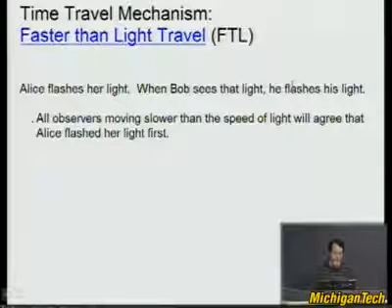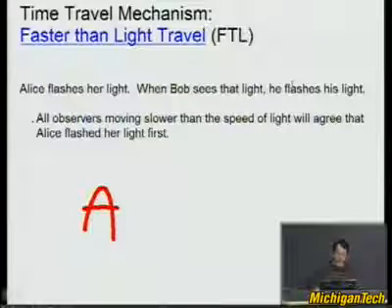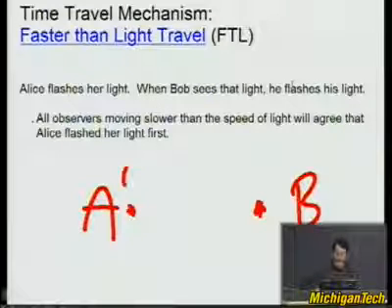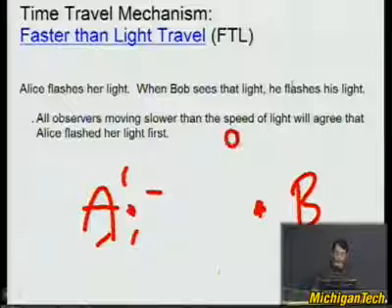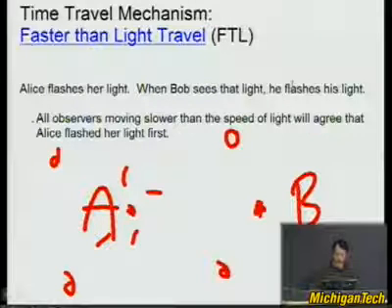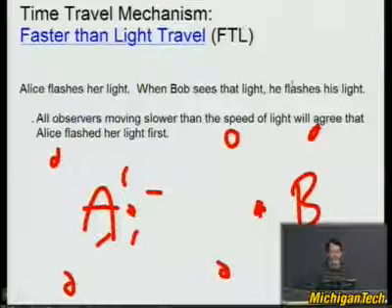Okay, so faster than light travel. So let's say you have an A and a B, an Alice and a Bob, and Alice flashes her light. When Bob sees that light, he flashes his light. So all observers moving slower than the speed of light will agree that Alice flashed her light first. So if you have Alice here with her light, and Bob here with his light, and this goes off first, you can put observers here, here, here, here, anywhere. And they will see that A flashed her light before B flashed his light. So cause and effect is well established.